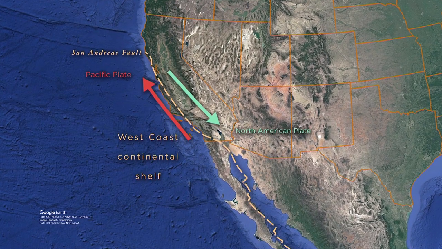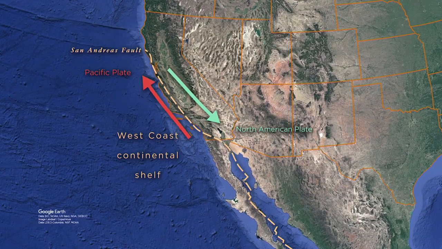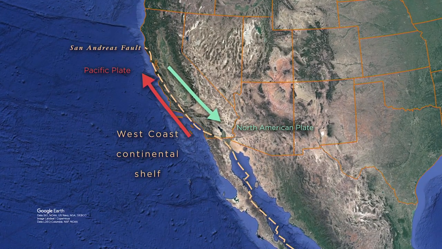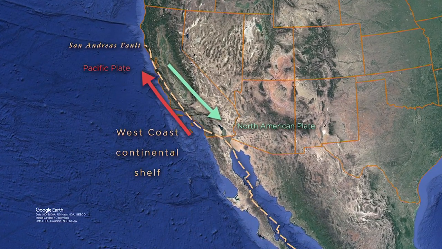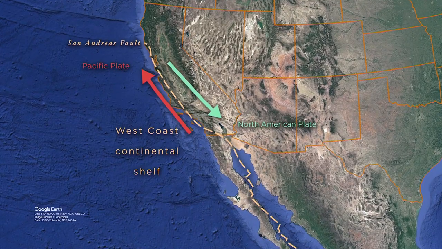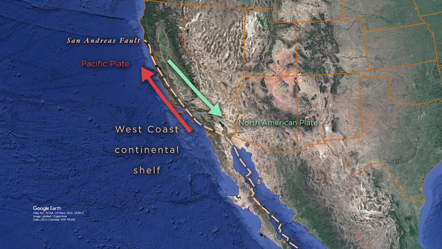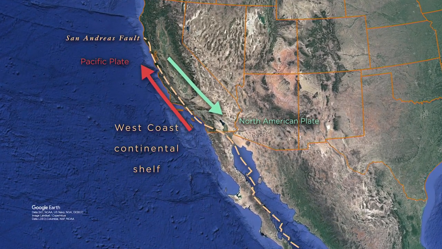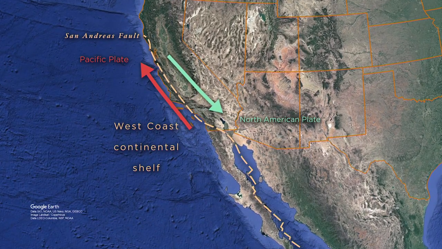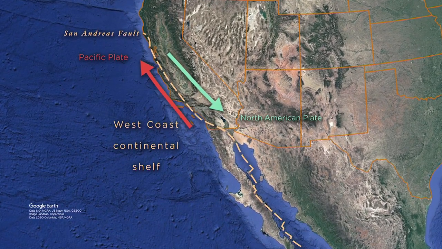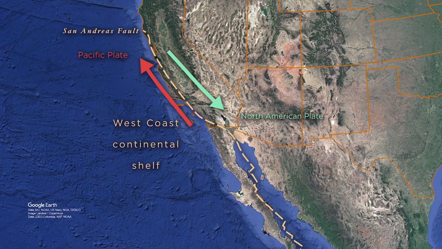On the west coast of the United States, you have plate tectonics making what's called a leading edge. Here, the North American plate has hardly any continental shelf at all. Instead, very close by, there's the Pacific Plate, with the North American plate sliding in a south-southwest direction toward the Pacific Ocean. Without a gradually rising continental shelf, wave energy is not dissipated until you get close to shore.